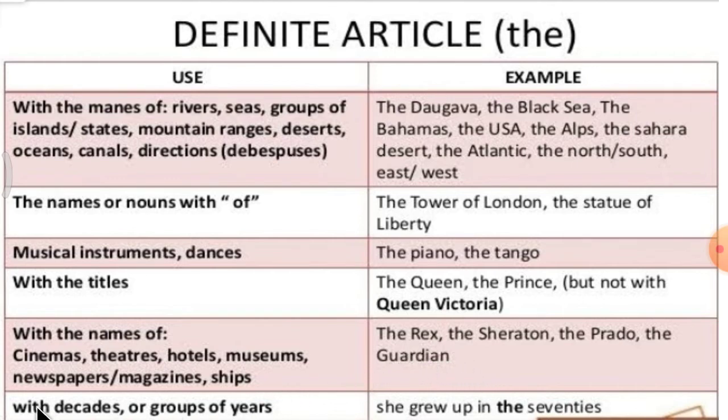Okay? With decades or groups of years: she grew up in the 70s. So this is the use of the definite article the, and all these are examples.